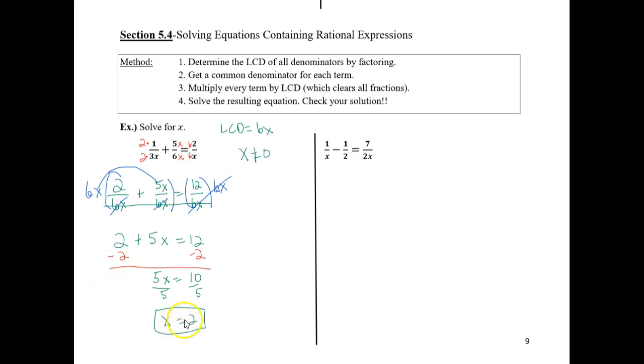Our solution was not 0, so this should work. You should always plug it back in just to confirm.